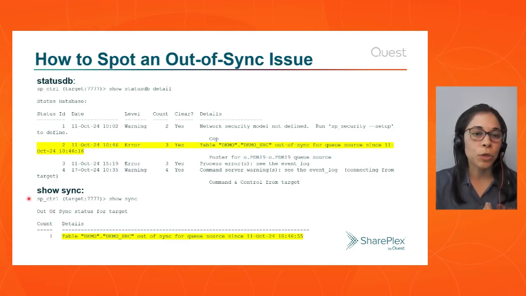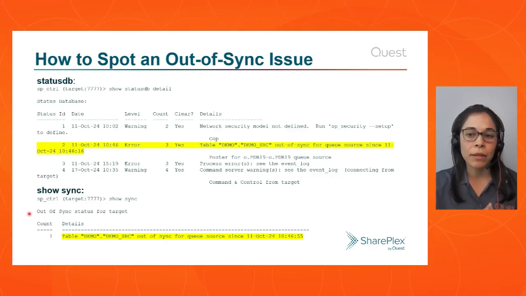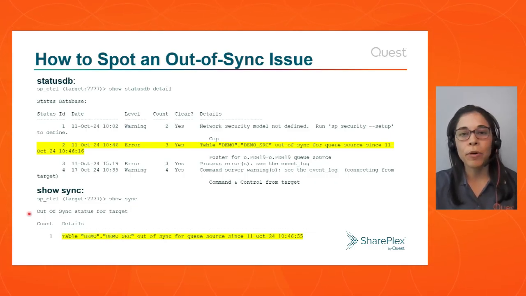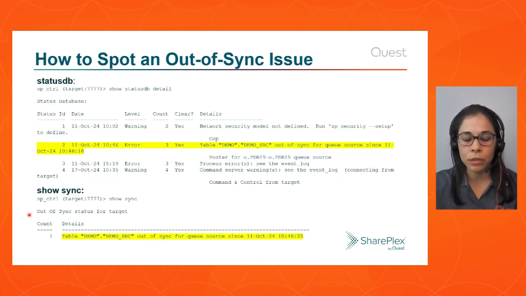Besides, you can use the show sync command here on the target system. This command will show you every time that SharePlex has found any out of sync condition during the replication, how many times this kind of error has been found, the table name, why it's out of sync, and since when it's out of sync. This is very important: the first day that you find any out of sync for the specific table. So this makes the troubleshooting more efficient, pinpointing the exact issue so you can go to the root cause.